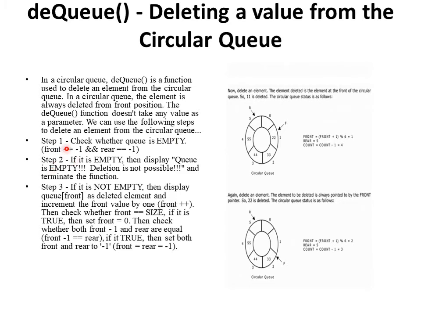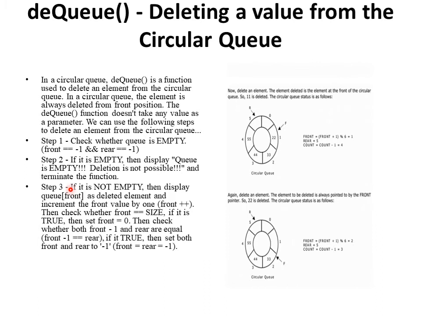What are those steps? Check whether the queue is empty. For that I am checking the condition: if front equals minus 1 and rear equals minus 1, it is empty. Then display queue is empty, deletion is not possible, and terminate the function. Next, third step: if it is not empty, then display queue of front.